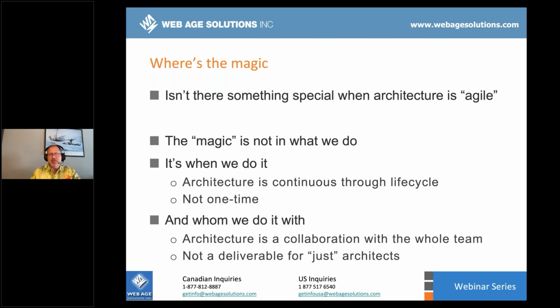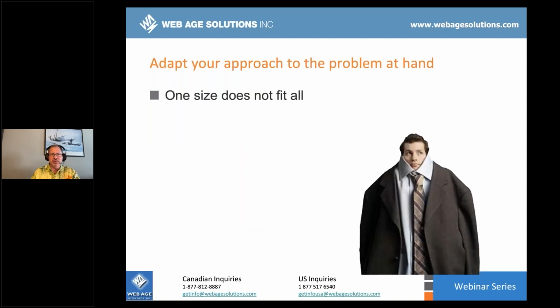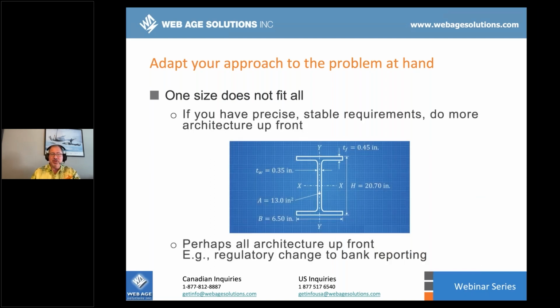Now, I've described a specific way of doing things, and it's important that you adapt your approach to the problem at hand because one size really doesn't fit all circumstances. The bigger the system is, the longer the runway, the more effort you should put into your upfront architecture, the more thought goes into the overall framework. But sometimes you also want to adapt to the circumstances. There are cases where you're going to have a really precise set of stable requirements. And if you do, more architecture up front. In fact, sometimes you may do all your architecture up front.